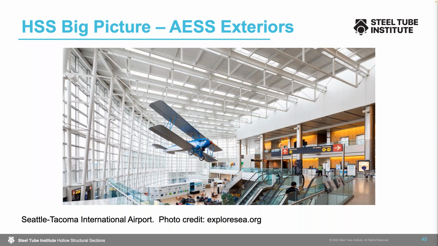HSS are often used for exposed exterior curtain walls as well. You can see here a picture of the SeaTac International Airport, and round HSS are being utilized, and also rectangular HSS at the girts. So when you're wanting to let in light, exposed HSS are a great choice that looks nice without blocking that light with unnecessary enclosures.